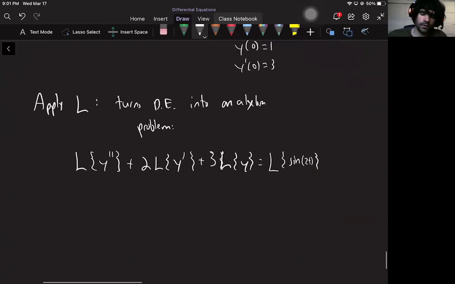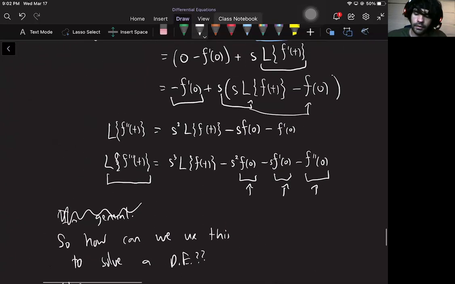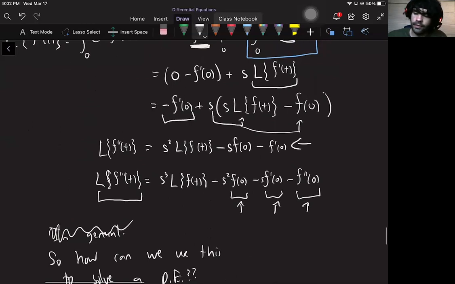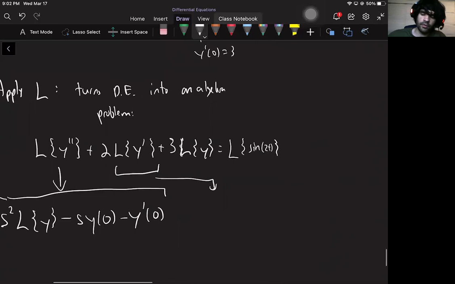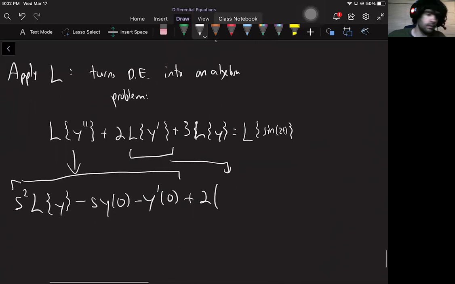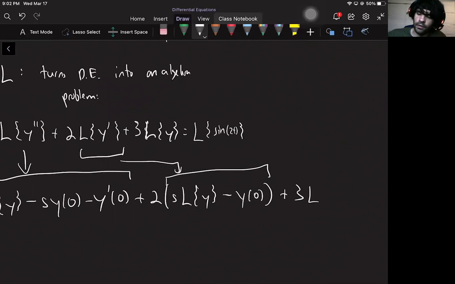And now I can use what I just learned. The Laplace transform of the second derivative is s squared times the Laplace transform of just the function, minus s times y of 0, right? So I'm using this one right here, minus y prime of 0. And then the Laplace transform of the derivative is just s times the Laplace transform of the function minus the function at 0, and then I have 3 times the Laplace transform.